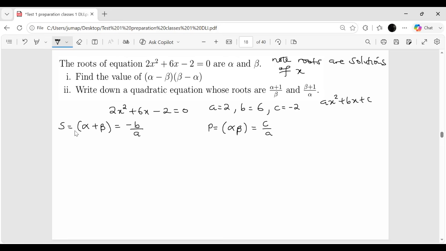So when you're finding the sum, alpha plus beta equals negative b over a. This implies negative b, so it's negative 6, where b is 6, divided by a, which is 2. As a result, you have negative 6 over 2, which equals negative 3. So that is sorted. Now what about the product? We've identified that it is c over a.